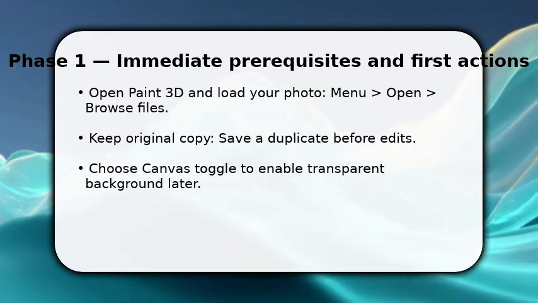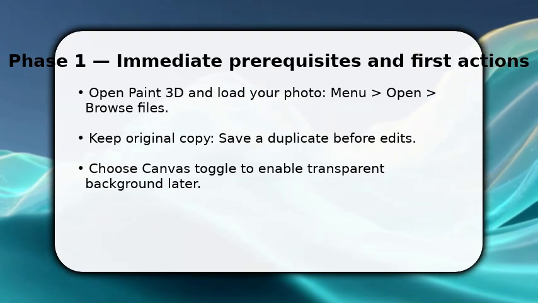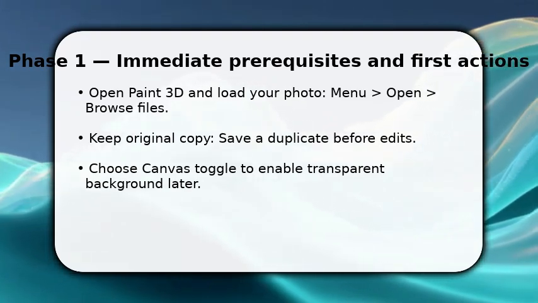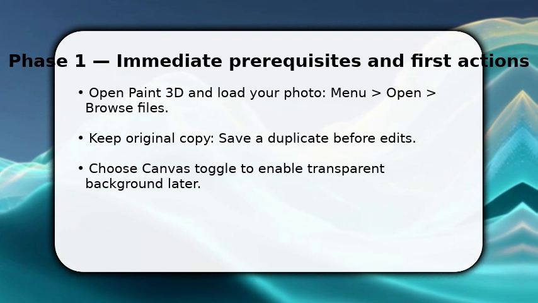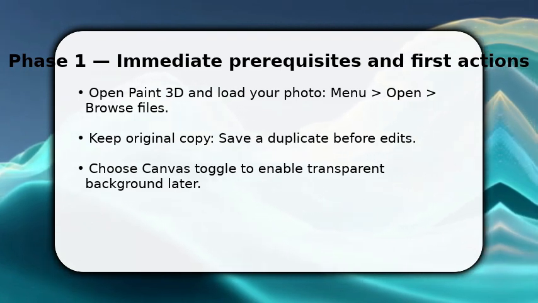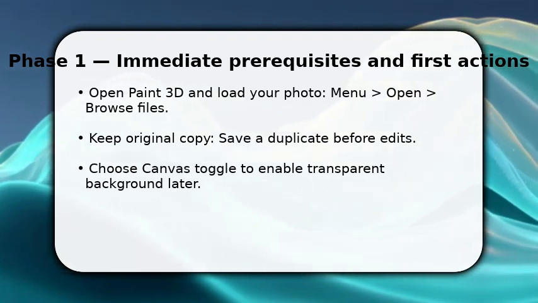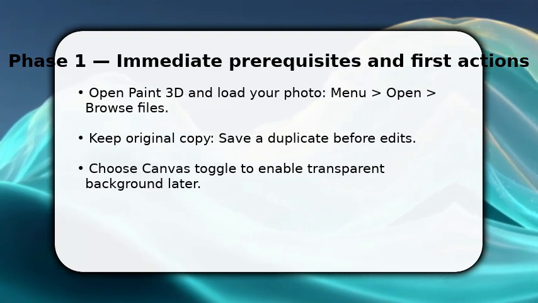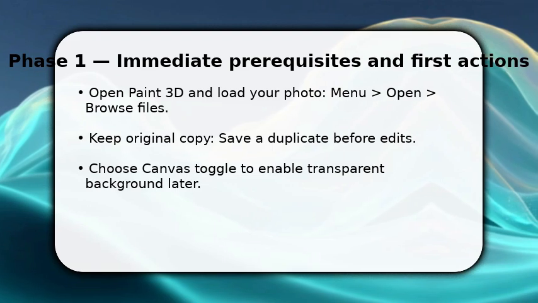You start by opening Paint 3D and loading the photo you will edit. Make a duplicate file immediately so you keep the original. Once the image is open, enable Canvas from the top bar and toggle Transparent Canvas on. This lets you replace the background.